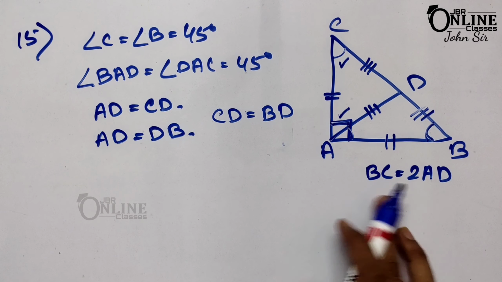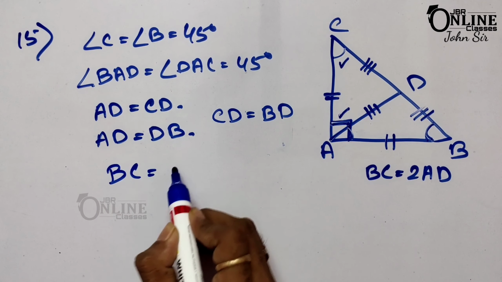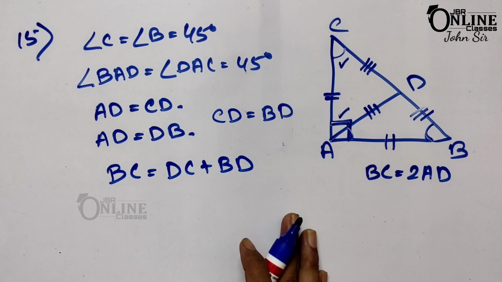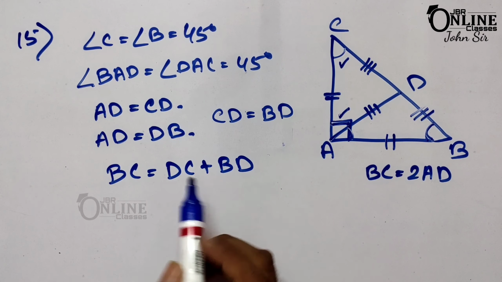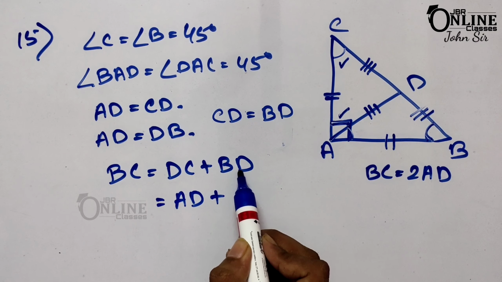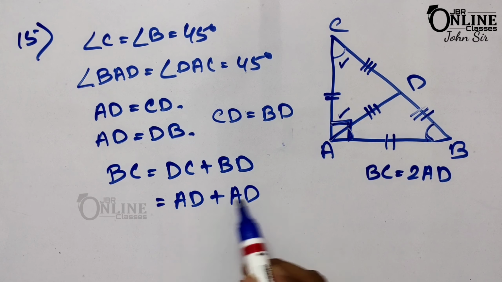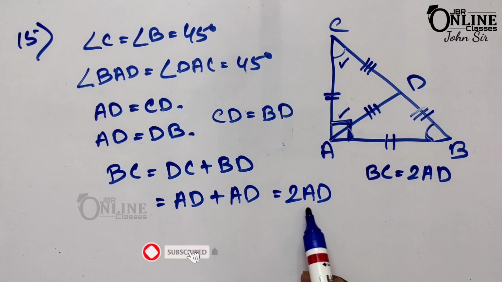Now you have to prove that BC equals 2AD. So BC means, you know, DC plus BD. Okay, BC means DC plus BD. Now DC means AD, so write here AD, and BD also means AD, so write here AD. So AD plus AD equals 2AD. So it's proved, BC equals 2AD.